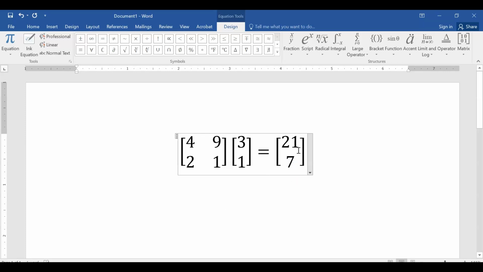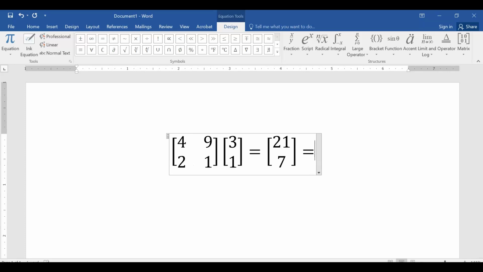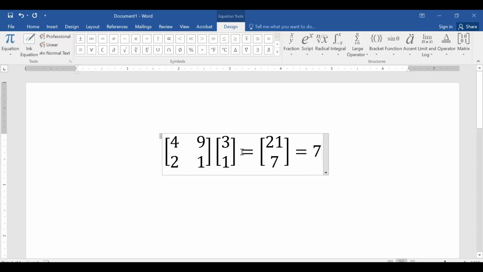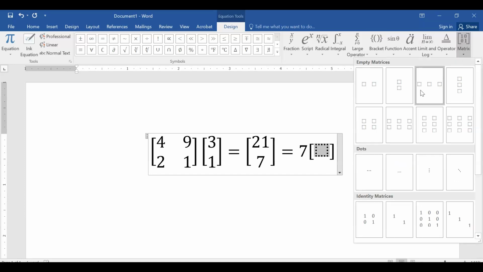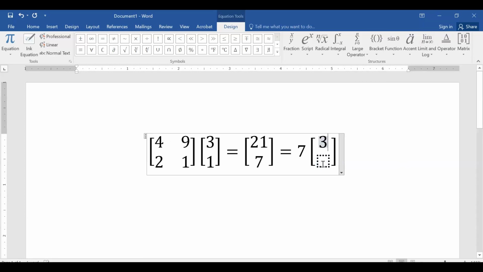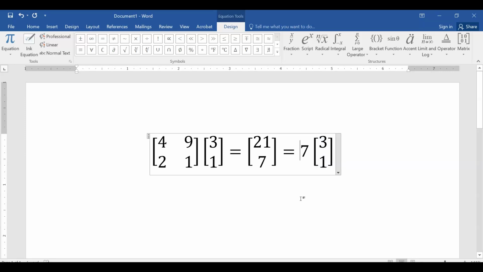Hopefully, you noticed that this 21, 7 is simply a constant multiple of the vector 3, 1. In other words, this 21, 7 is actually the vector 3, 1 multiplied by 7. So with this matrix and this vector, when I multiplied the matrix times the vector, I ended up with just 7 times that original vector.